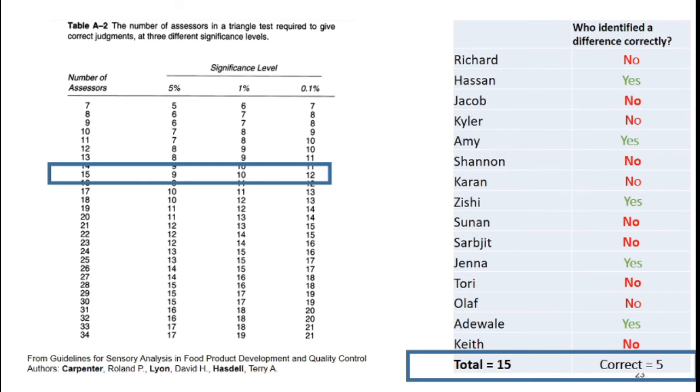We flip the data. 10 out of 15 people did not guess. Therefore, 10 out of 15 people, if they did not guess, it means that they think that the samples are the same. And so you pat yourself on the back if you were the product developer. It means that you did a really good matching job. And at 1% level, you can be confident that the samples are the same.